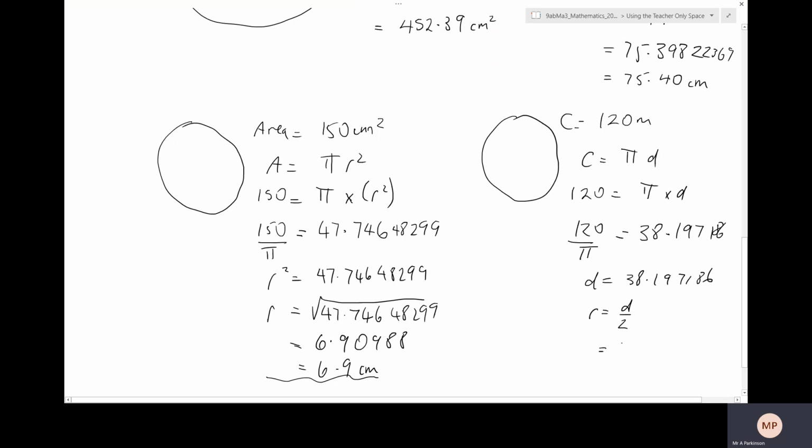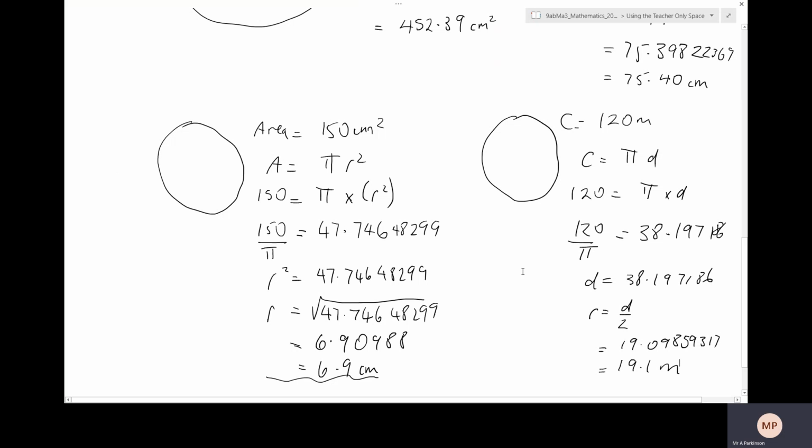That means the radius is half the diameter, which comes out as 19.09859317. So that is rounded to one decimal place. That is 19.1 meters.